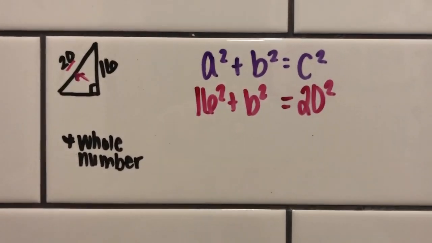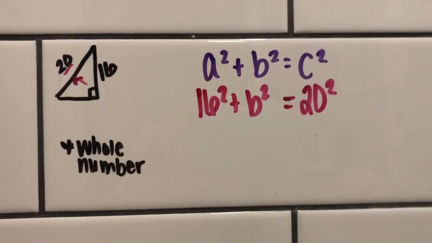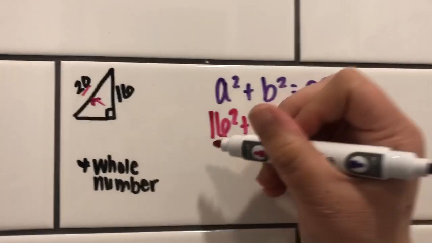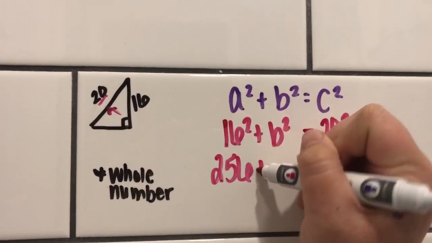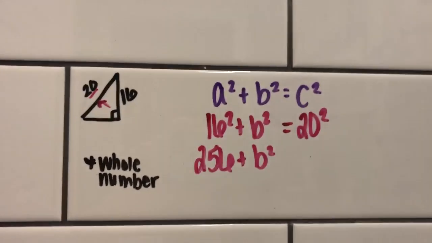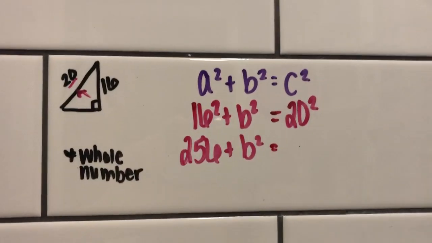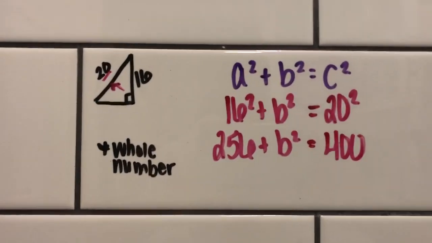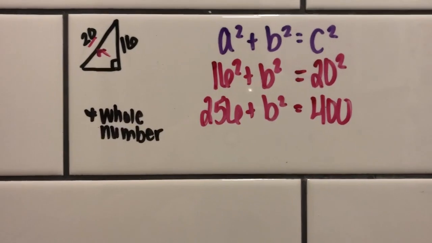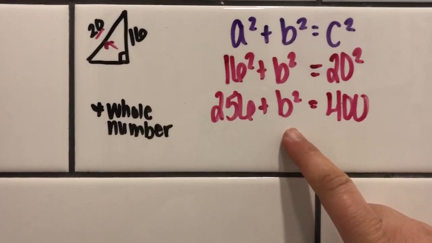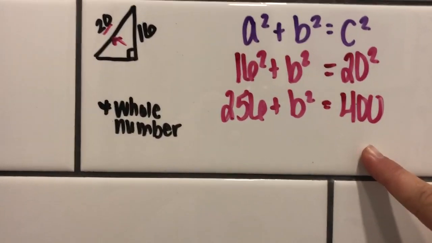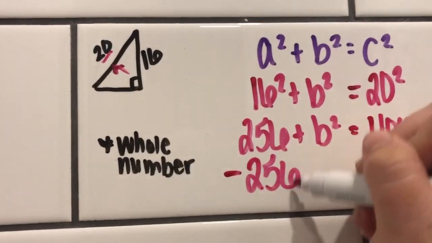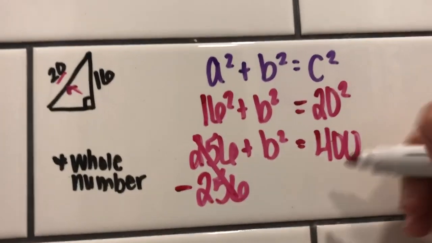And then I'm just going to solve. So I have 16 squared, and I know that 16 squared is going to be 256. B squared is what I'm solving for. That's my variable. And 20 squared is 400. Now this looks a little different than the ones that we've already done because my B squared is not alone. So I need to move 256 to the other side. I'm going to do that by subtracting. Those cancel. My B squared's now alone.